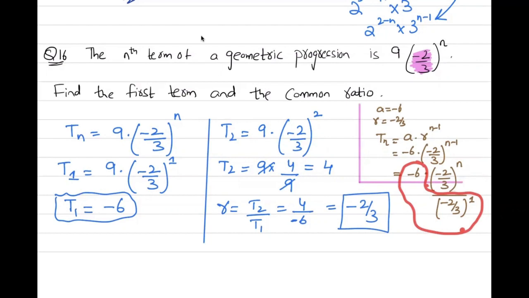Oh, divide, you mean? Okay. Minus 6 divided by minus 2 upon 3. 9. So there is 9. So Tn is going to be 9 times minus 2 upon 3 to the power of n. Over here, the value of r is minus 2 upon 3. So it wasn't a coincidence.